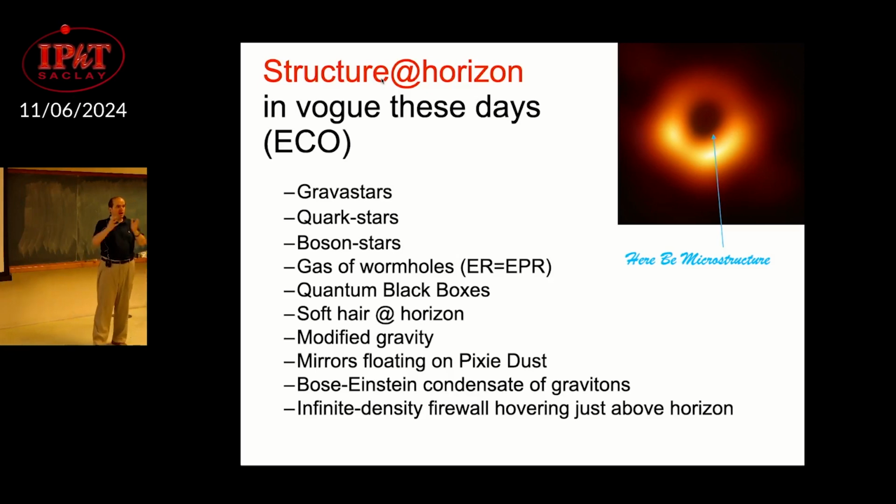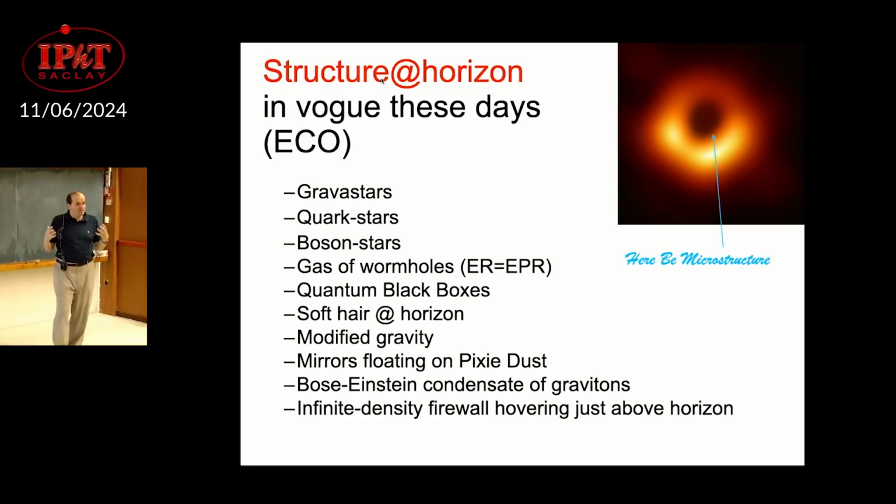I heard at some point about the island coming out of the horizon and going around at some distance away from the horizon. You hear about quantum black boxes, soft hair, sometimes modified gravity, mirrors floating on some pixie dust, Bose-Einstein condensates, everything and their brother. But there's a problem with all these proposals. They're nice proposals, and again, the urge is very good. The heart is in the right place.